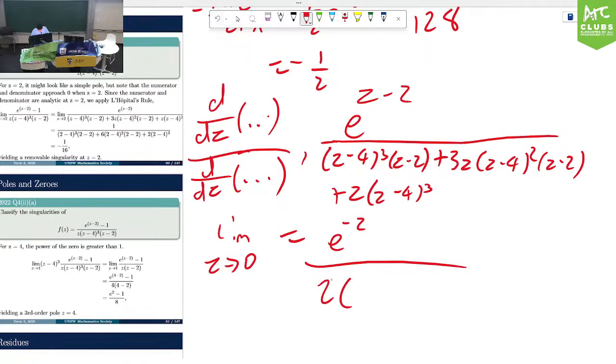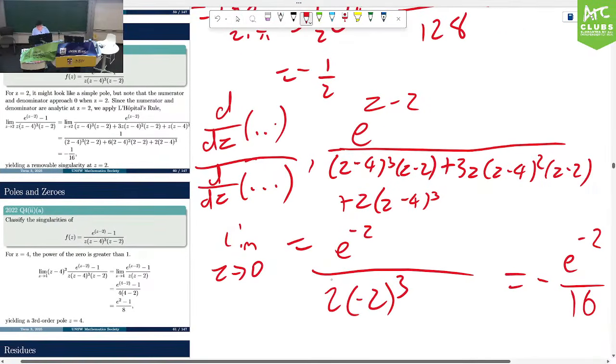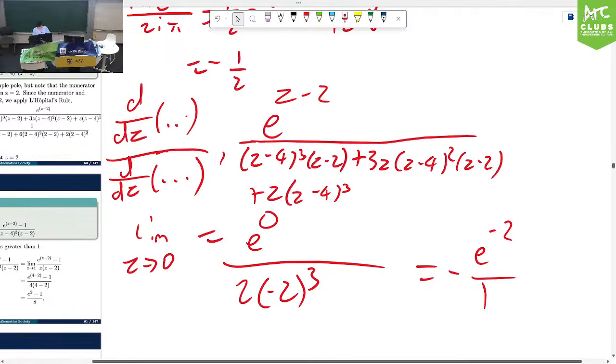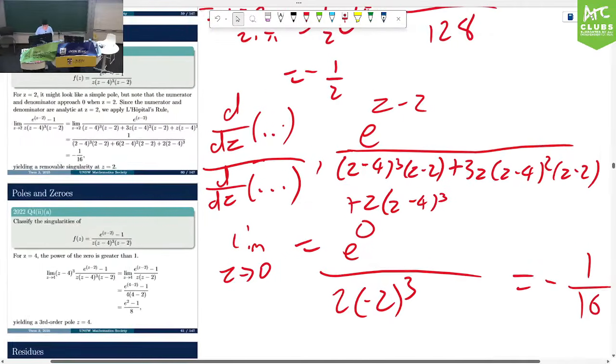So 2 minus 2 cubed. Screw the calculator, I don't need it. Okay, it's 16, I believe. Oh, wait, I can't math, because I forgot it was 0. Yeah, okay, e to the 0, so 1. Okay, the bottom is just minus 16 basically. Yeah, okay, so that lines up.